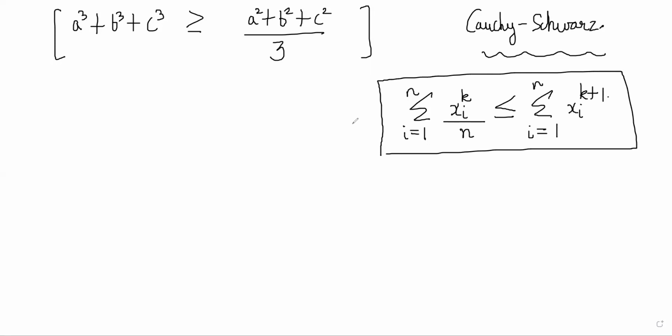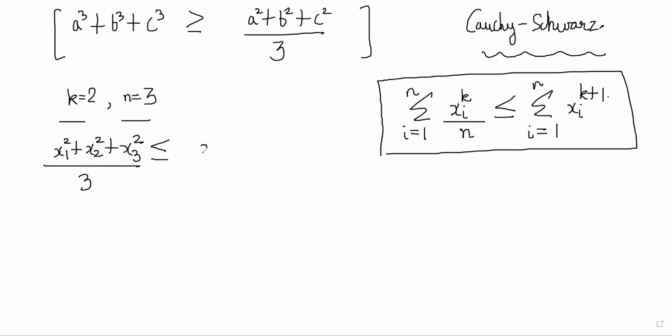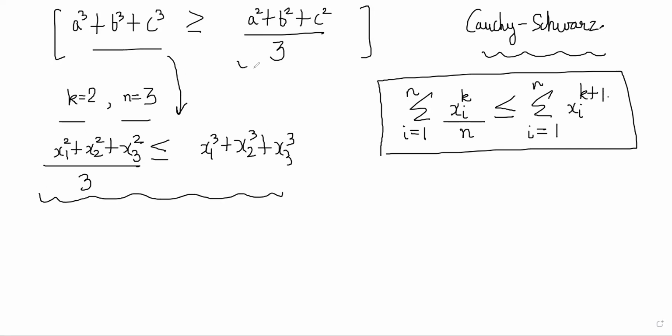Because now if you notice, if I put k equal to 2 and n equal to 3, I would get this: the left hand side becomes (x1² + x2² + x3²) by 3 is less than or equal to x1³ + x2³ + x3³. Notice that that is what we want to achieve here, right? That is what we want to prove here.